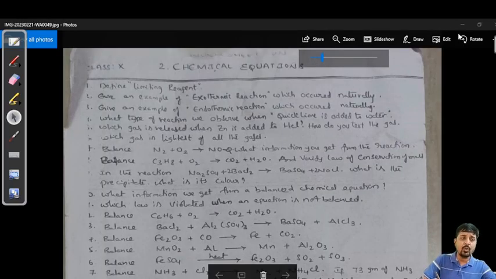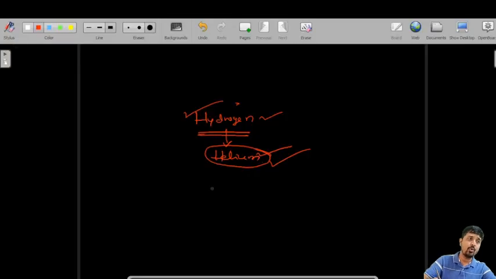Balance N2 plus O2 gives rise to NO, and what information can you get from the reaction? We have to balance it first. N2 plus O2 gives rise to NO, and here it was given as minus Q.